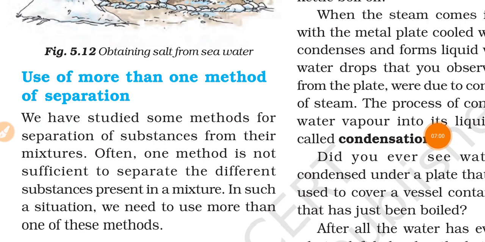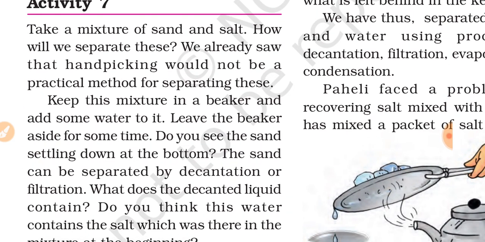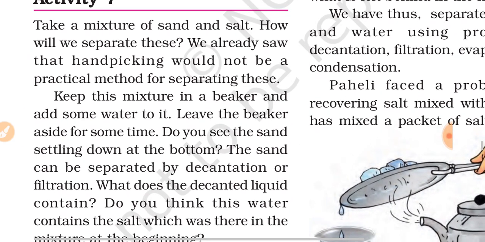Now we read about the use of more than one method of separation. Why do we need more than one method of separation? Because often one method is not sufficient to separate the different substances present in a mixture. In such a situation, we need to use more than one of these methods. After doing activity 7, we will understand it.